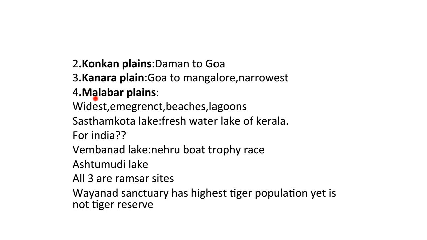Now here we have the Malabar plains. I have discussed this is an exception. This is the emergent plain. These are widest because of the deposition happening. Since there is deposition, we can find beaches as well as lagoons. So three important lakes here are the Sasthamkotta Lake, Vembanad Lake, and the Ashtamudi Lake. Sasthamkotta Lake is the largest freshwater lake of Kerala. Which is the largest freshwater lake for India?